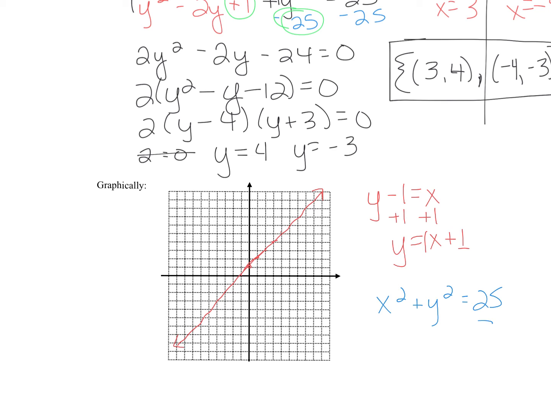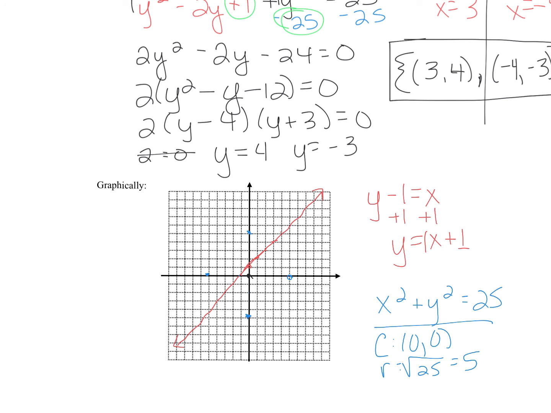Our circle, we have a center of 0, 0. And a radius is the square root of 25, which is 5. So I'm going to have my center right here, and I'm going to go out 5 in each direction. Now, you'll see solving systems with circles, if you didn't already know the answers from algebraically, kind of depends on your graphing accuracy, and that's why we kind of say that algebraic is kind of better for circles.